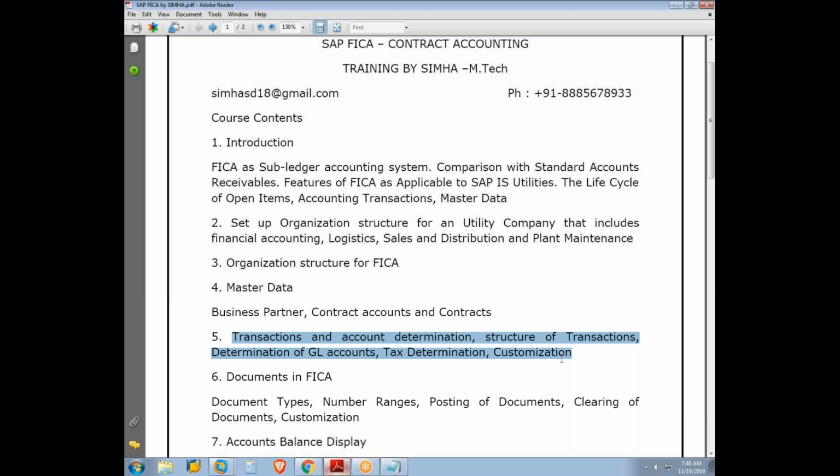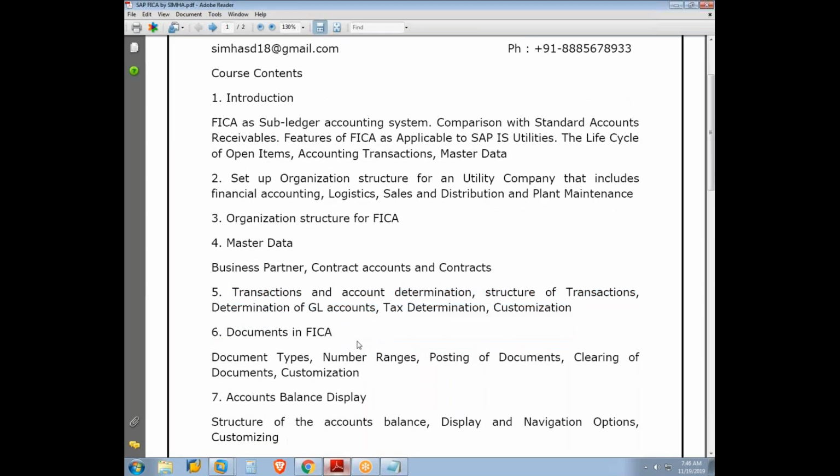Once you set up the basic structure, we'll start working on the documents in FICA: what kind of documents you can post and how you differentiate them, allocating number ranges to the FICA documents, then actually creating and posting a FICA document, and clearing of documents and customization. First we'll start with the transactions and the account determination, and then the structure of the transaction.